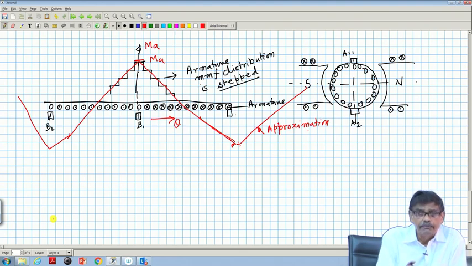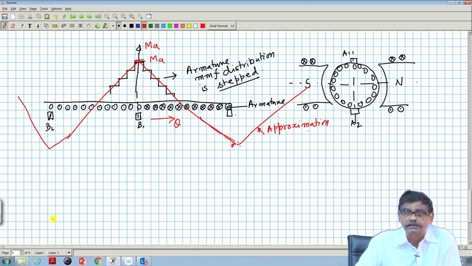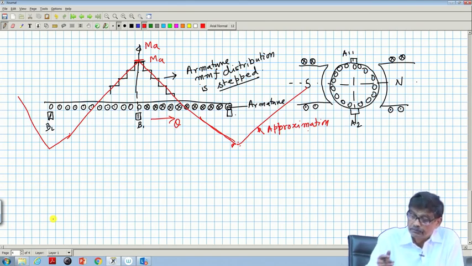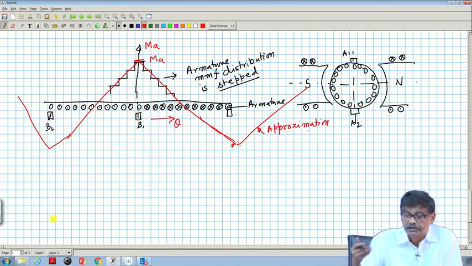Therefore, I now have the armature MMF, mind you, this is not flux, armature flux, and we will discuss in the next class how to get the armature flux and then superimpose it with the main field flux to get the resultant field waveform. Thank you.